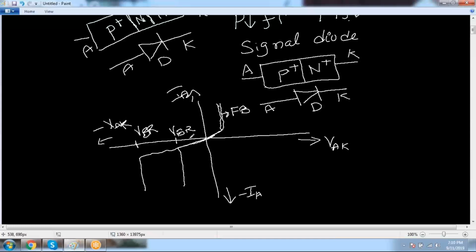Now, students, by looking at this, is it practical or ideal? Think about it. It is a practical VI characteristic. Why is it a practical VI characteristic? You have a cut-in voltage here, and you have leakage currents here.